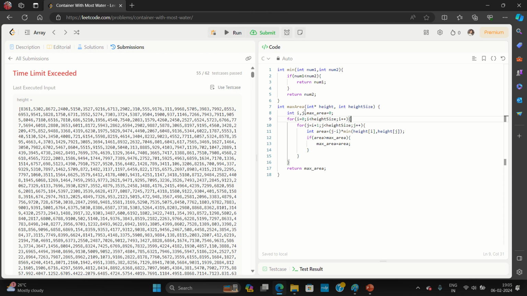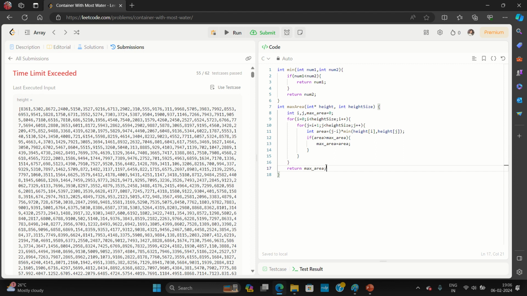Hello guys, good evening. In the previous video, I discussed a problem called container with most water with the brute force approach. We were finding the area in each case, comparing it with the previous maximum, and if we got a better area, we stored that in the max area variable. Finally, we reach the maximum area of the container.